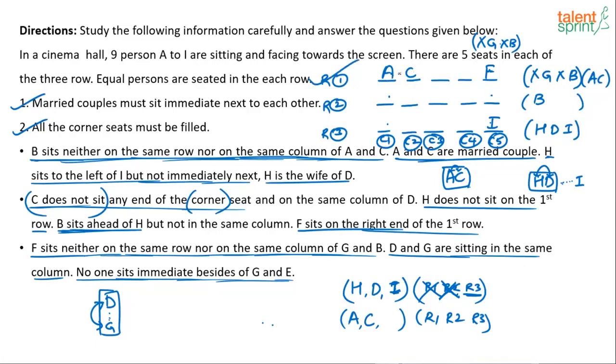A and C is a married couple. They are seated together. C is not in the corner. F is here. Right? A, C, F is done. H, D, I will be coming here. Of course, we have to figure out whether D comes here or H comes here. Accordingly, H and D can be put in column 2. And now we can also figure out who comes in row number 2. See, from A to I, A, B, C, D, F, H and I are done. Who are left out? E and G are left out. And E and G will be coming in the second row.